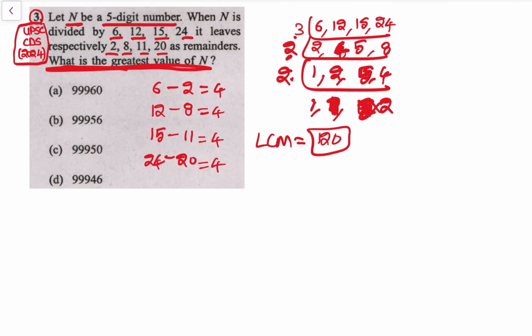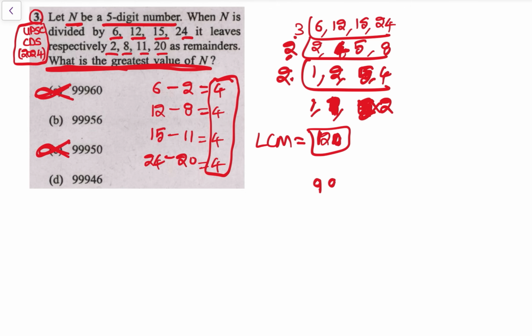Now we need a multiple of 120 minus 4. A multiple of 120 minus 4 has to be the answer. Now look, this cannot be, because with minus 4, see, there is 0 at the end. We need a multiple of the number minus 4. We also have to subtract this common difference. So now we can do it this way.